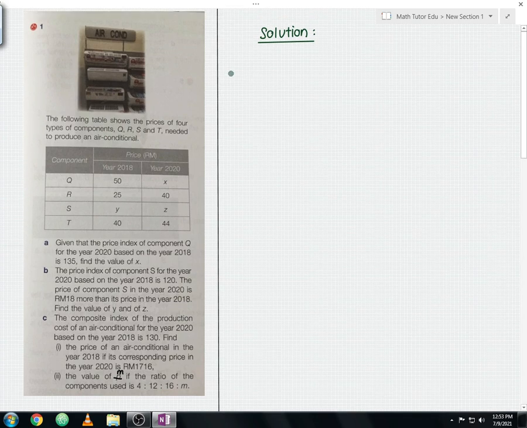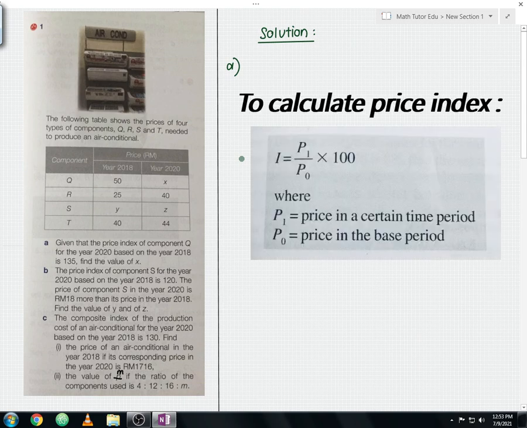For the question part A, we are required to find the value of X. To solve the question part A, we're going to apply the formula to calculate the price index. If you don't know the formula to calculate the price index, I'm going to show it to you now so you can use that as your reference. No worries, guys, it's actually very easy to remember.